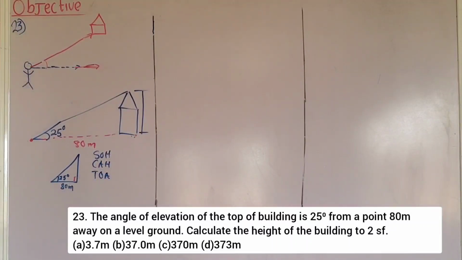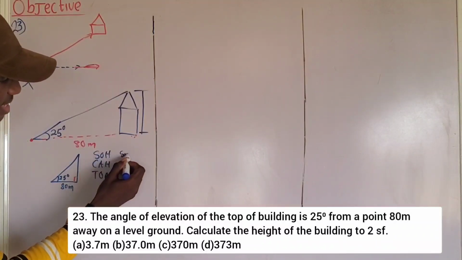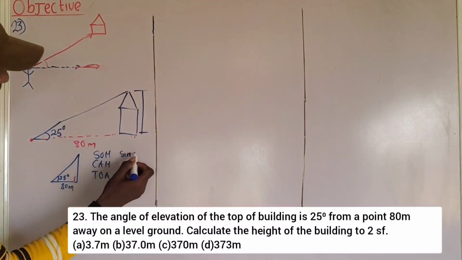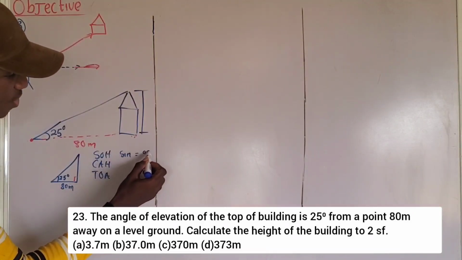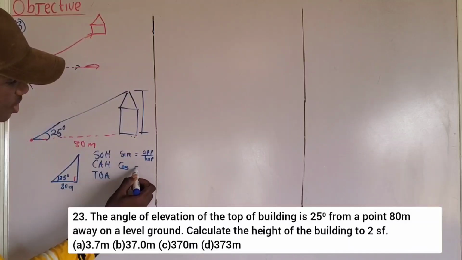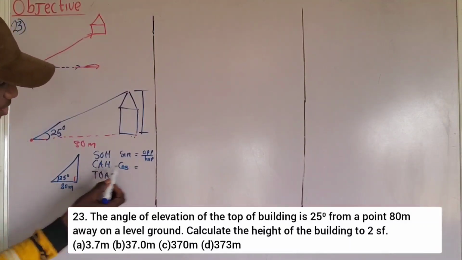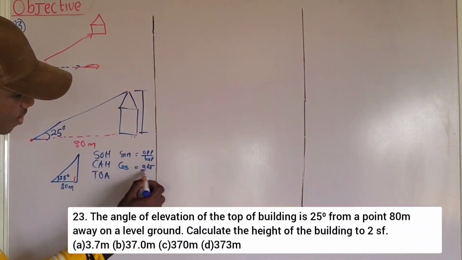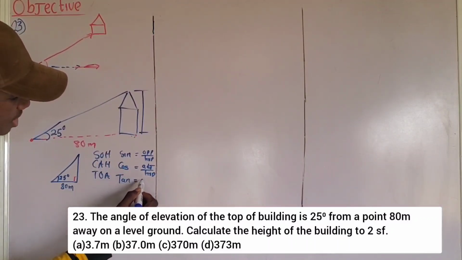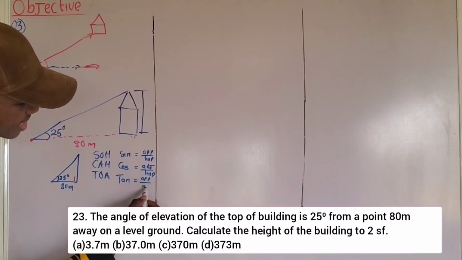Now, please pay attention. In this mnemonic device, S means sine, that is the sine of the angle that we are considering. Because we are considering this angle, sine is equal to what? Opposite over hypotenuse. Now, cos is equal to adjacent over hypotenuse, okay? Now, tan is equal to what? Opposite over adjacent. Please pay attention.